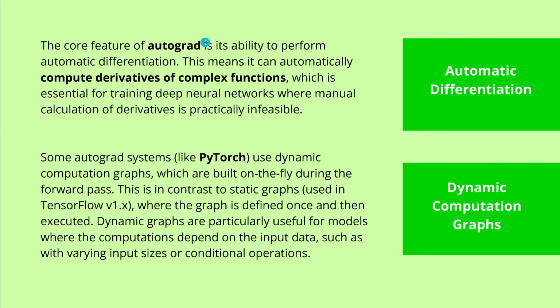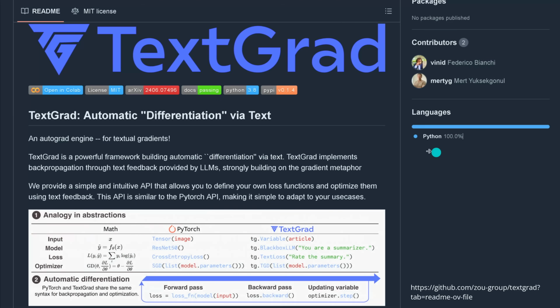The core feature of AutoGrad, if you remember, is its ability to perform automatic differentiation. This means it can automatically compute derivatives of complex functions, and this is of course essential for our deep neural network operations. Plus, remember in PyTorch, those AutoGrad systems use a dynamic computation graph, which is built on the fly during the forward pass. And this is exactly what we will need and what Stanford now implemented in its new methodology. So 2 points to remember: automatic differentiation by the system and a dynamic computation graph structure.